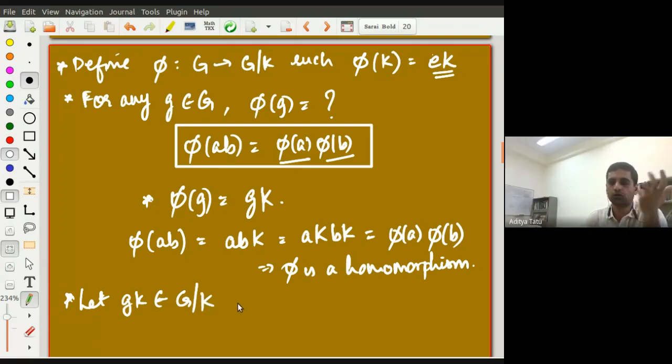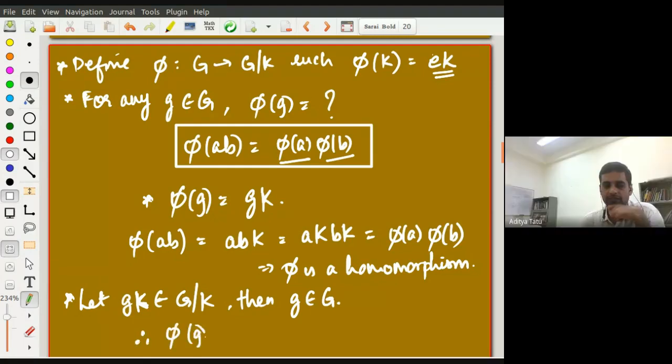Okay, so in order to show onto, let us arbitrarily pick an element in the codomain. The codomain is nothing but the set of cosets. So we arbitrarily choose a coset. But since it's a coset, then g is an element in the group G, right? And so phi of g is by definition equal to gK, which implies phi is onto.